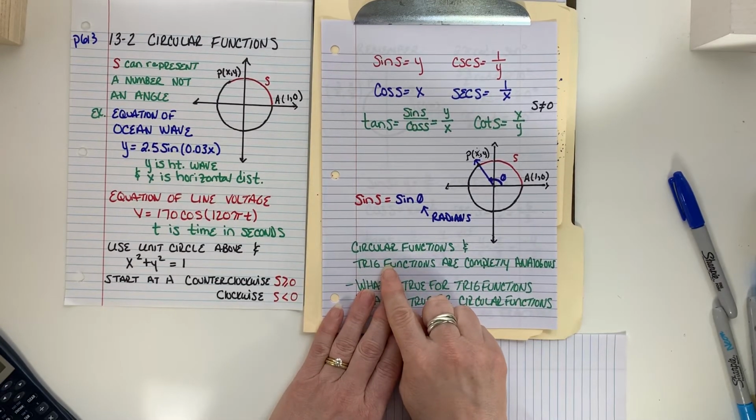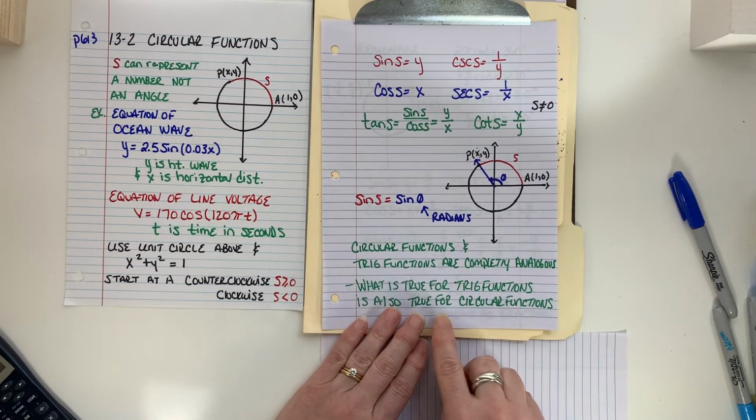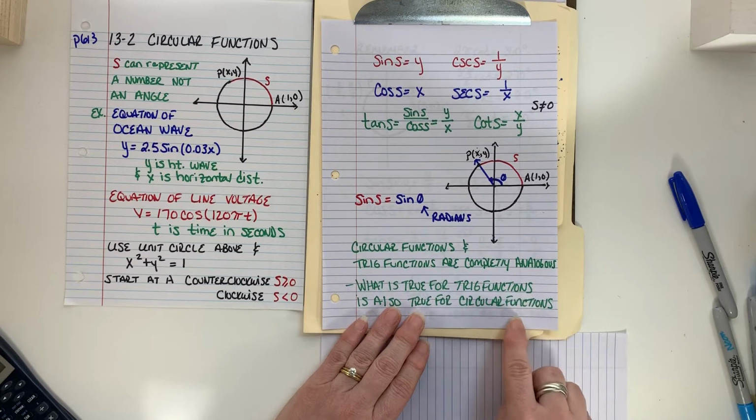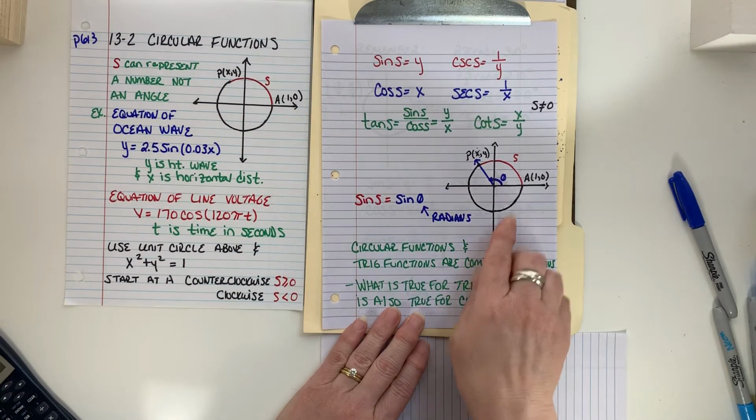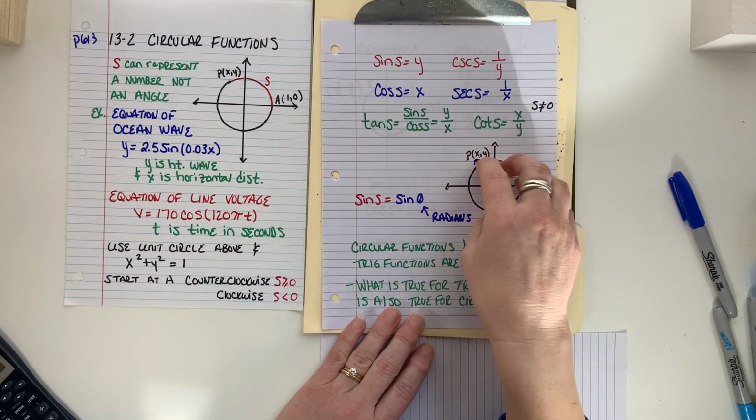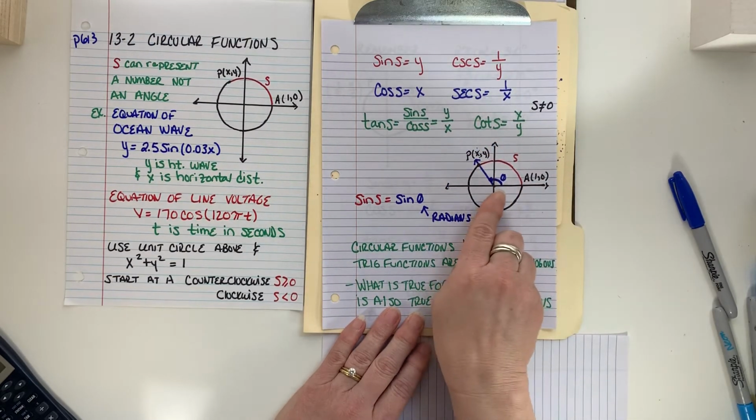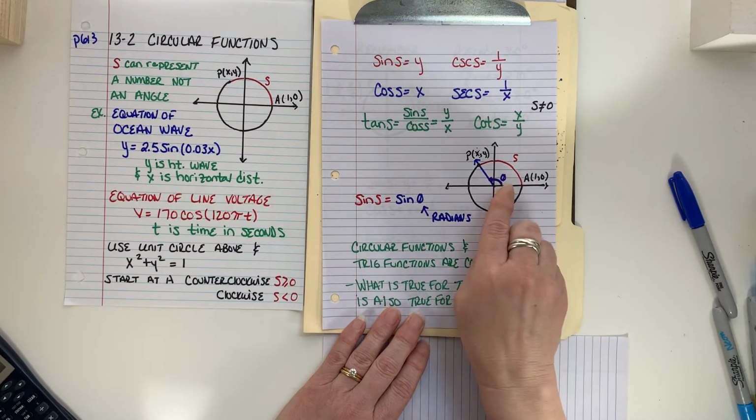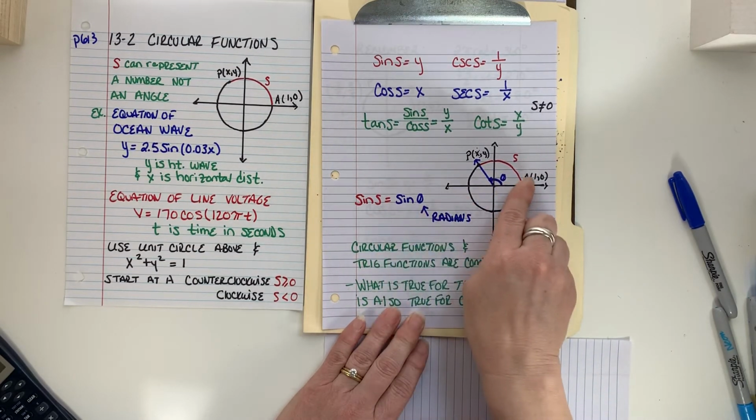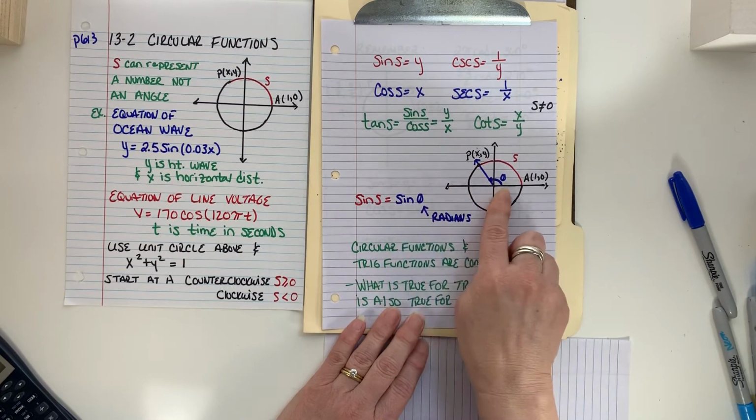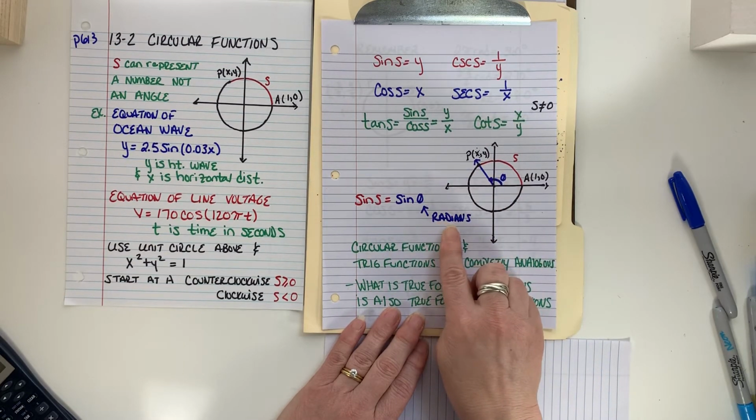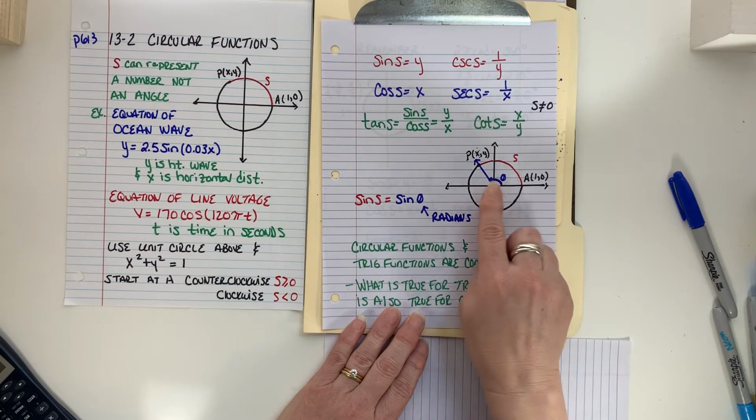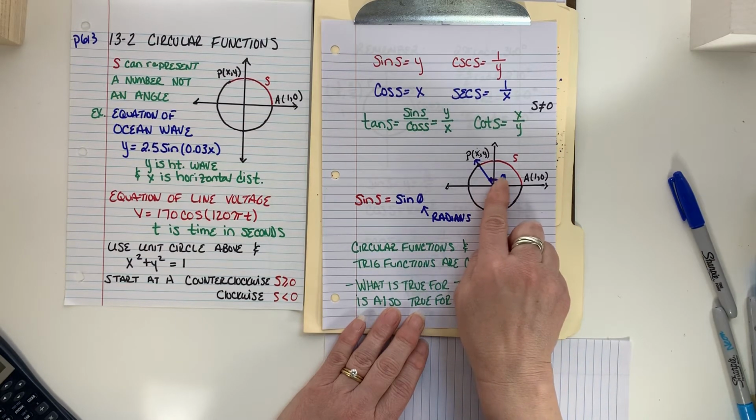Circular functions and trig functions are completely analogous. What that means is what's true for trig functions is also true for circular functions. But let's see how they relate to each other in this diagram. Remember how I said we didn't have theta, we didn't have an angle? Well, actually, the sine of s is equal to the sine of theta as long as theta is in radians. So we do have an angle, but the angle must be in radians.